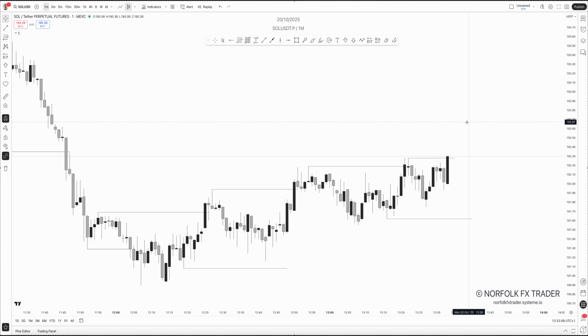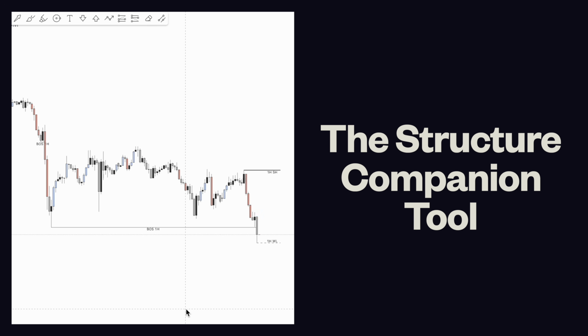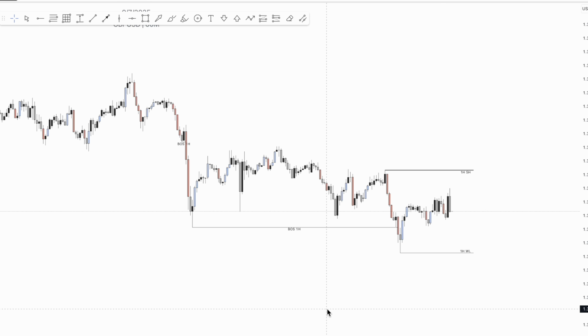Now, if you're thinking there's no way I can do all this markup every day, you're exactly right. Even for me, it takes serious time. That's why I created the structure companion tool, the instant fix. It does everything you've just seen perfectly and instantly across all time frames.